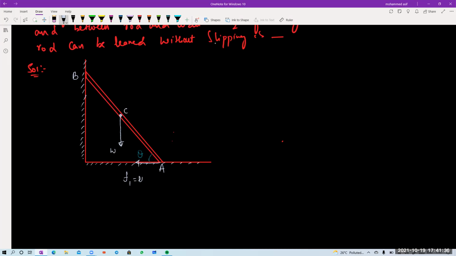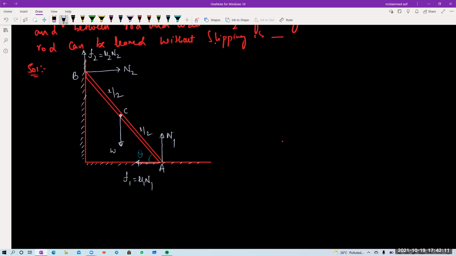This F1 is equal to mu1 into your N1, because at this point I will take the normal N1 in the upward direction. Now in the same way, at this point there will be the normal, so this will be equal to N2. As it is moving in the downward direction, the frictional force will be acting in the upward direction, that is F2 equals mu2 into N2 in the upward direction at point B. Now from the center, this length is L by 2 and this length is also L by 2, center of mass, isn't it? So I hope you are clear with the free body diagram.